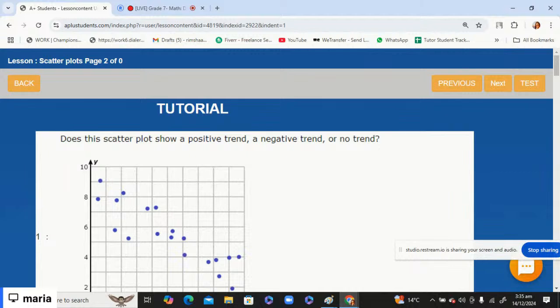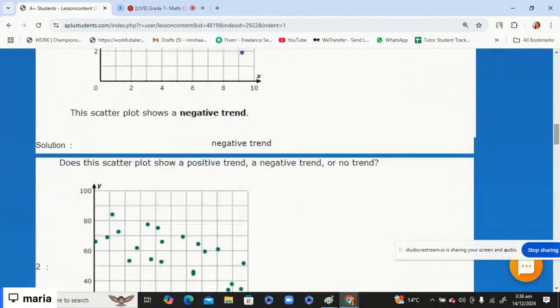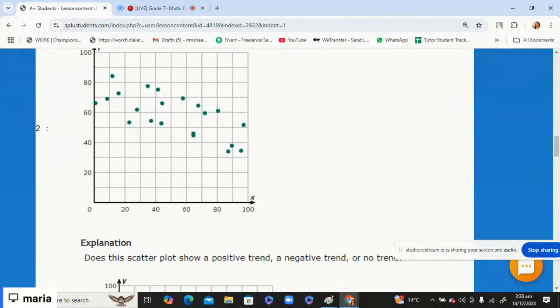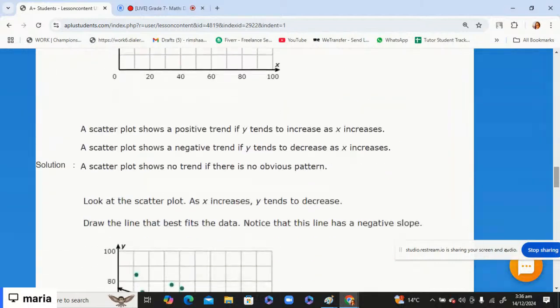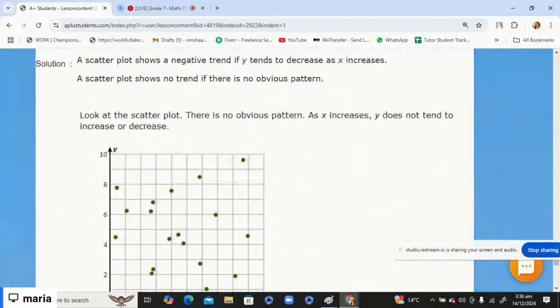So look at these points. These are all points moving down from left to right. So it's a negative trend. Understand? It's again a negative trend. Now again, it's no trend. So again, no trend. Okay.